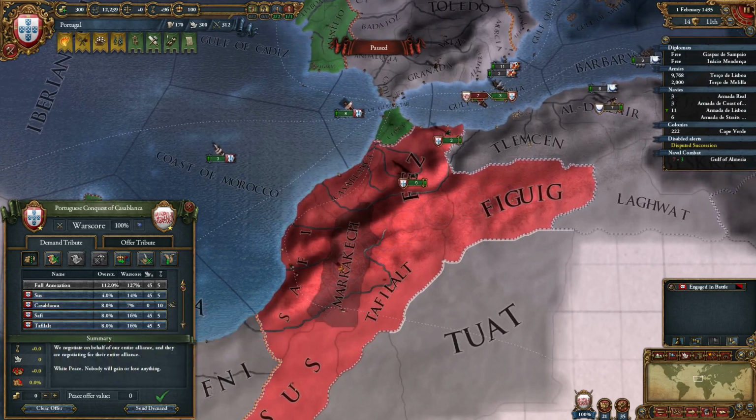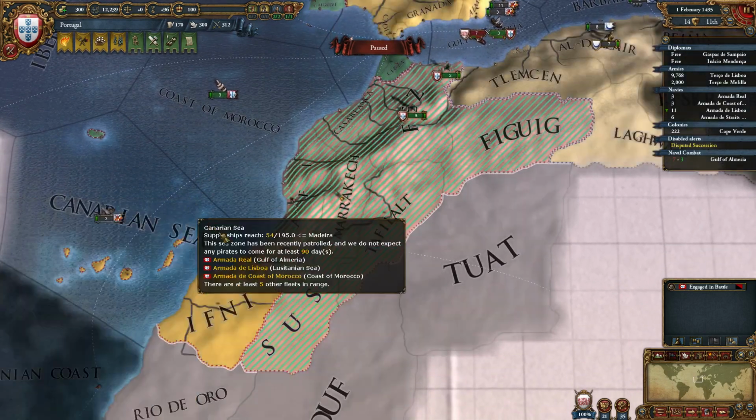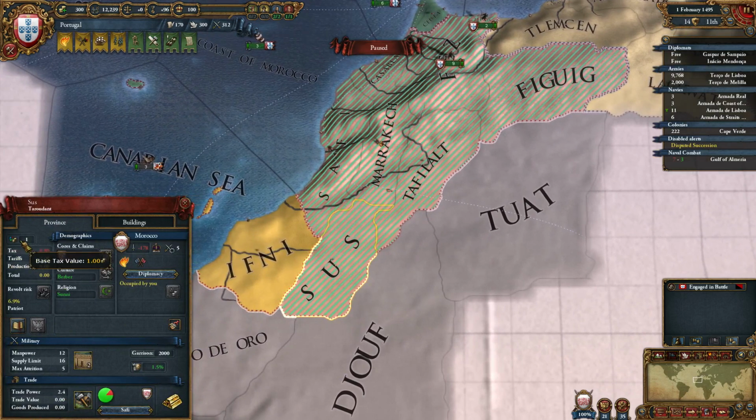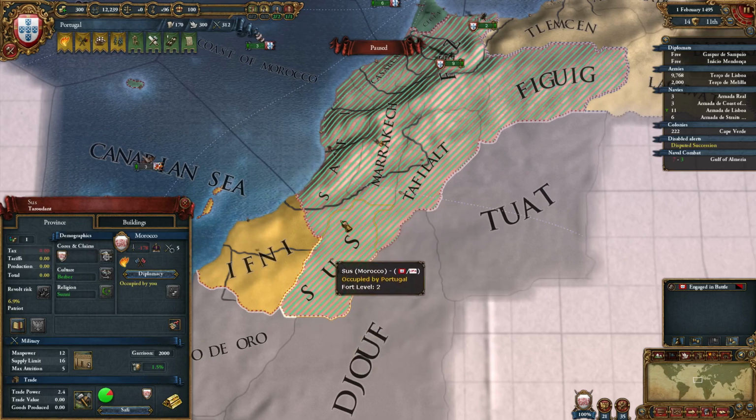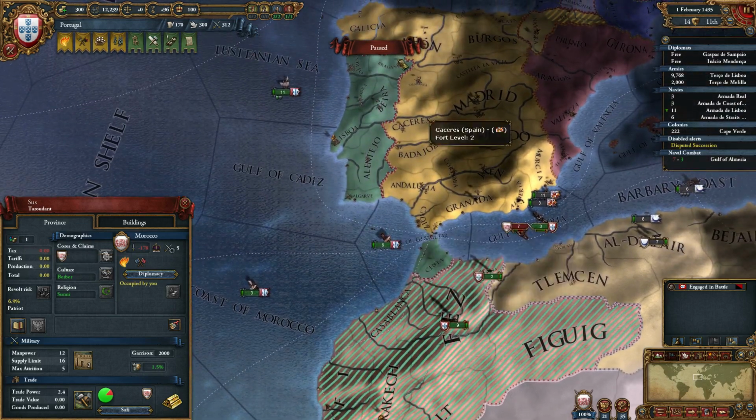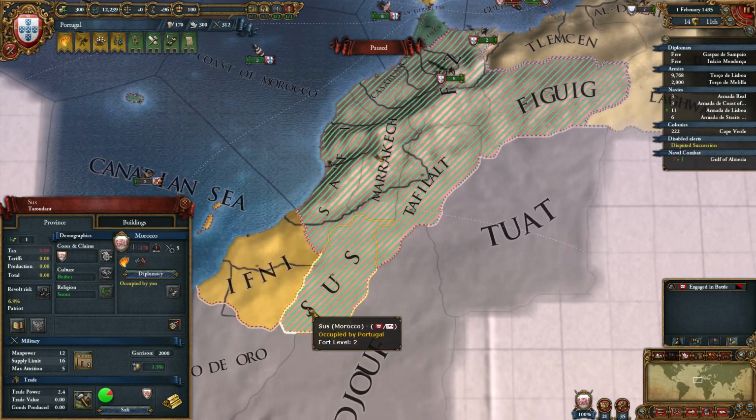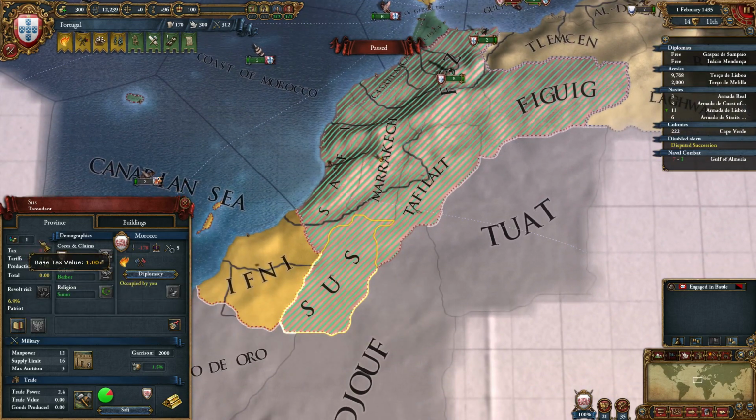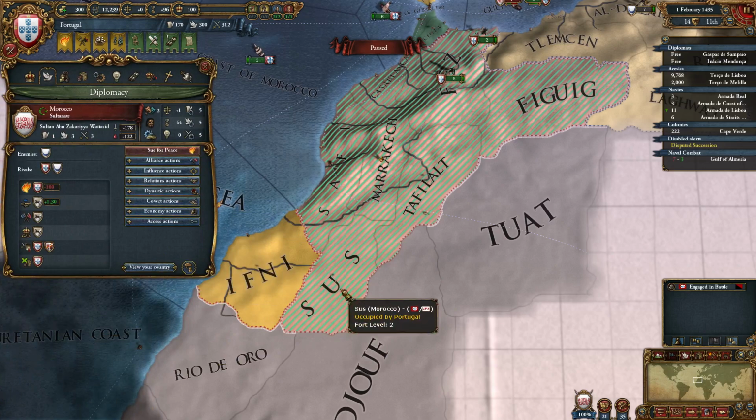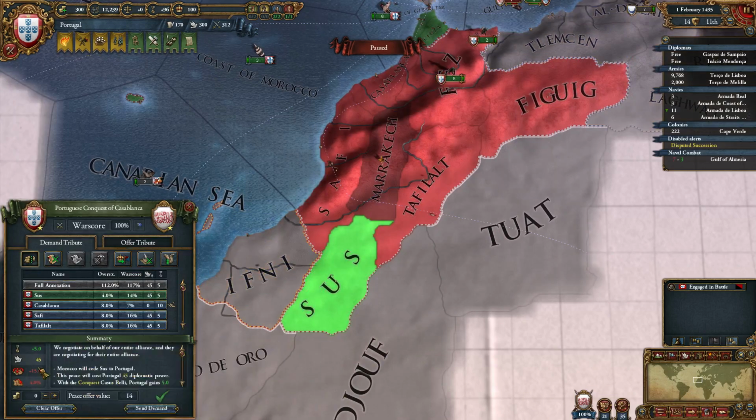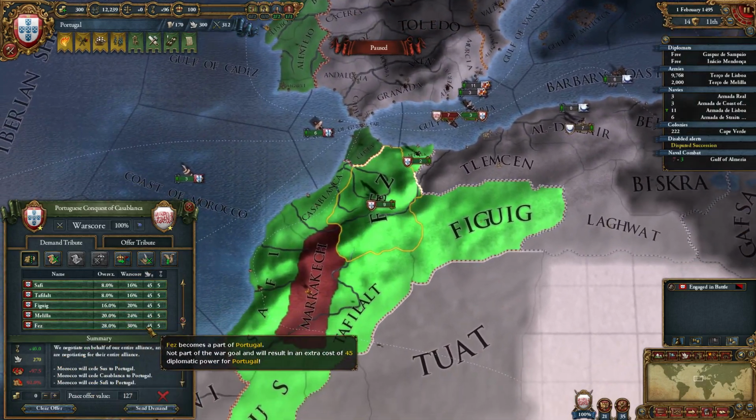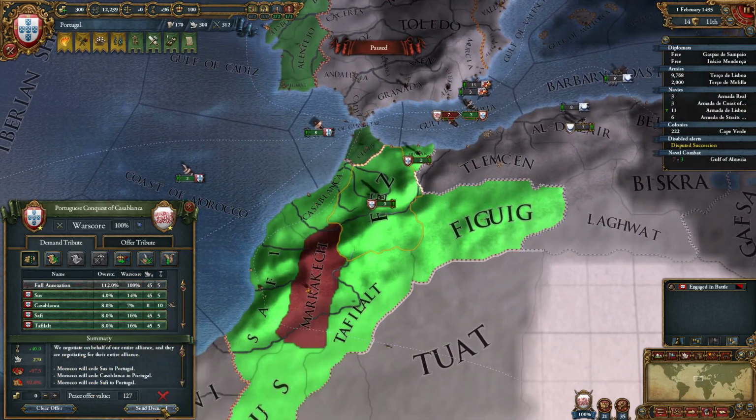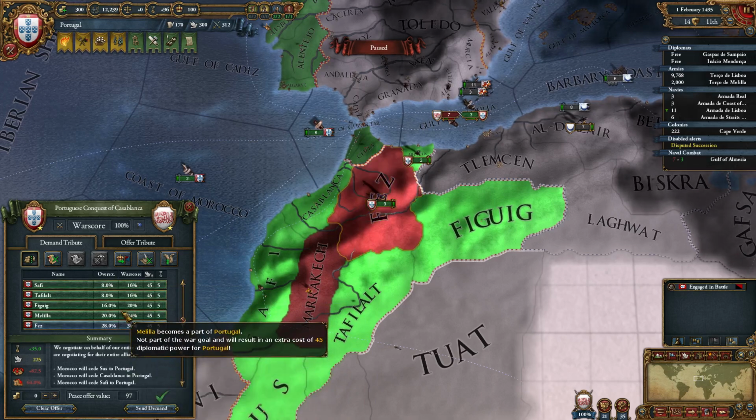Let's take a look. Sus here is going to give us 4% overextension if we take it. You end up getting 4 overextension per one base tax value of counties or provinces that you control that are not cored. So by taking Sus, we'll get 4% overextension. Again, if we go to this screen here, let's say we take as many of these as he'll accept. We can't take all of it, but we'll take all of that, except for that one, I guess.